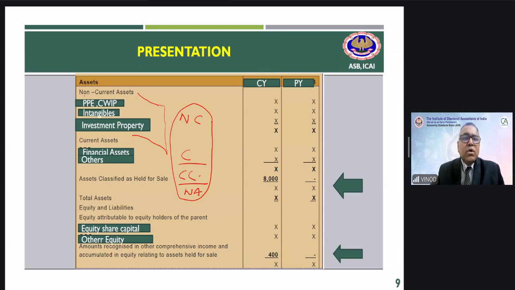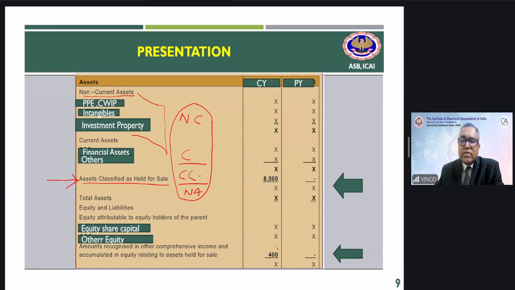So the non-current classification is key here, because the name of the Ind AS itself is non-current assets held for sale. The purpose of this Ind AS is to basically ensure that any non-current assets held for sale are disclosed separately in the balance sheet below current assets. So after non-current assets and current assets, below that you will have a line classified as held for sale.